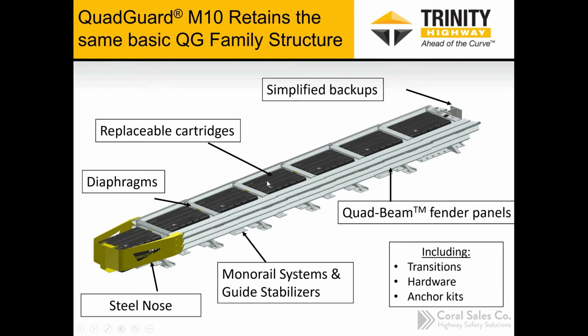So the cartridges are what absorb the energy in a head-on type of impact. The steel nose at the front of the system is going to support one more cartridge. So this is what we call a 6-bay system, and this would be with 7 cartridges. We don't count the nose as a bay, but with this 6-bay system, we have 7 cartridges to absorb the energy.